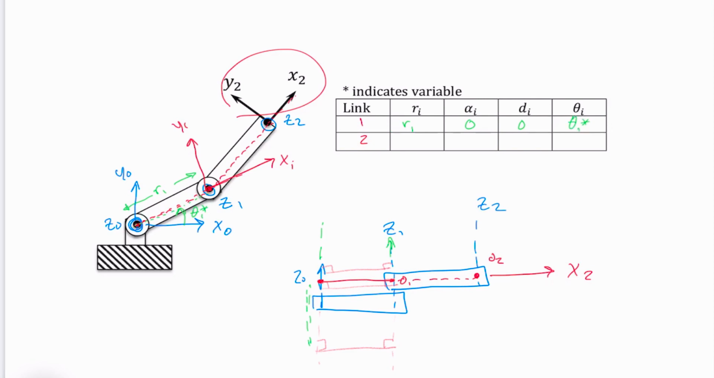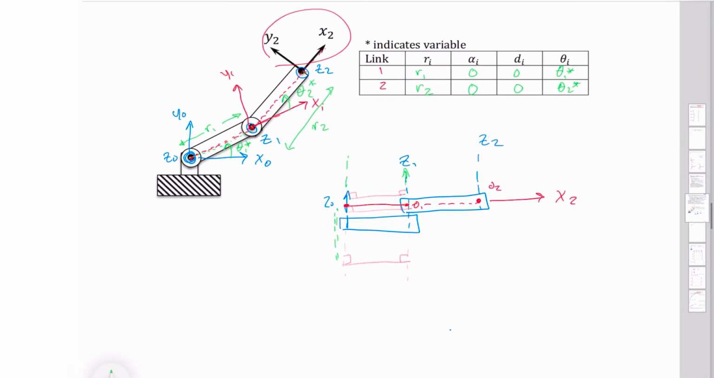Then my second frame, my distance between my Z-axes along my X2 axis, that distance here is r2. So I've got my r2 there. Since my Z-axes are parallel, I've got no twist. Since I picked my origin, I have no d_i. And then my angle that I'm revolving here is my theta 2. And that's a star, because that can change.